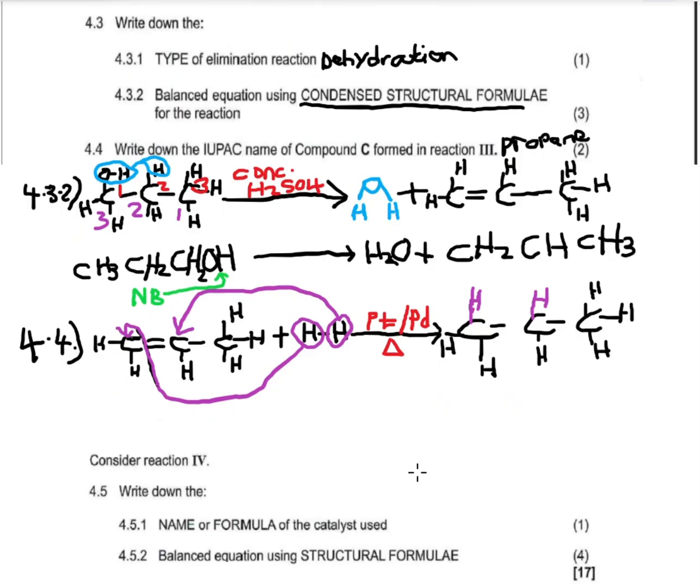Now, name or the formula of the catalyst used. We know that the catalyst that is used here is the concentrated sulfuric acid. So that is the concentrated sulfuric acid there, and then you'll get your 1 mark. Now let's go to question 4.5.2.